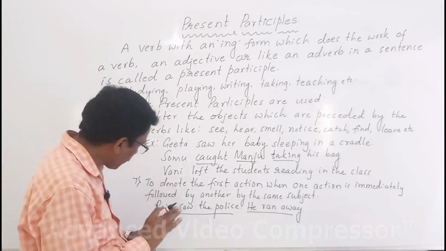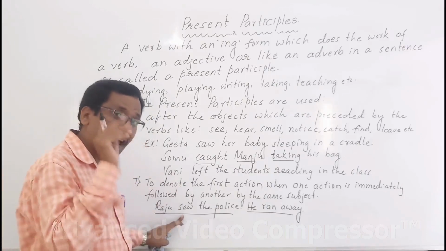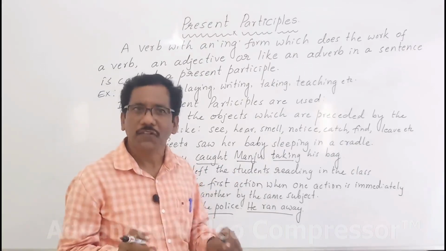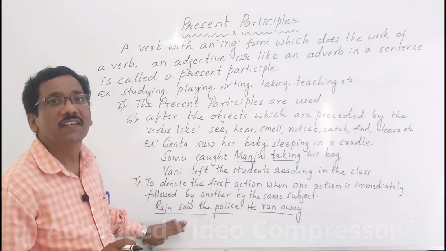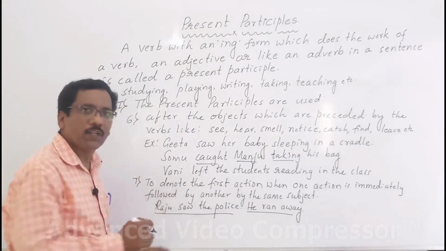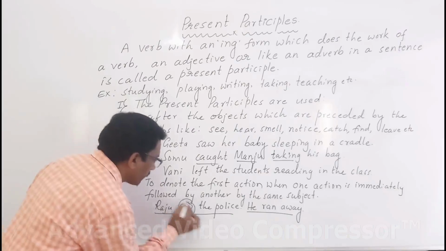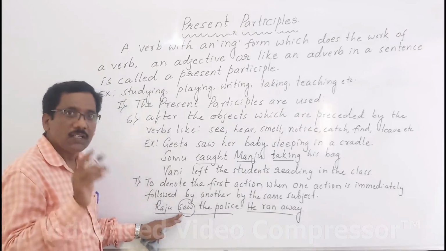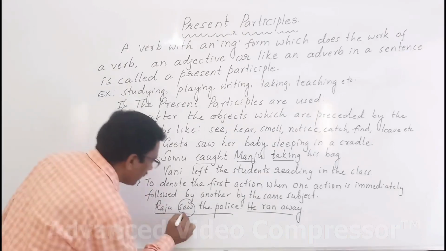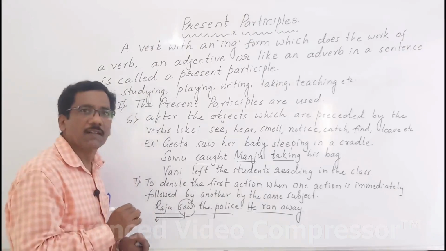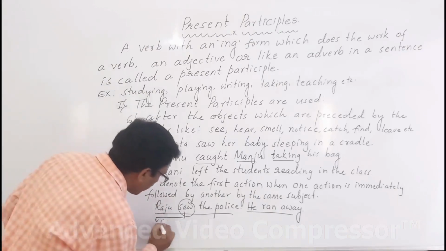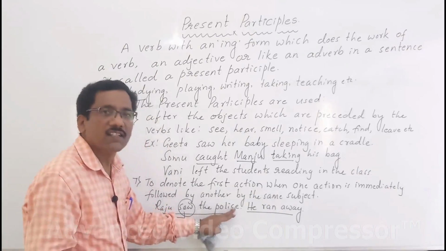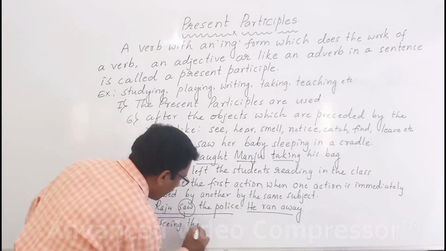Then to show the first action, or to denote the first action, or to indicate the first action, we have to use present participle. Then what's the main verb in the first sentence? Saw. Change it into original form. It becomes see plus ing. Then what happens? Seeing. Okay. Write the remaining words as they are. Seeing the police.